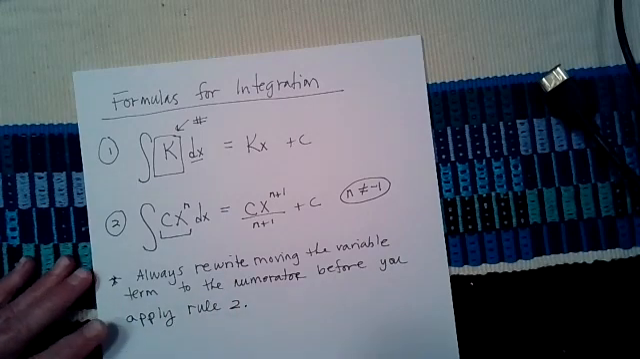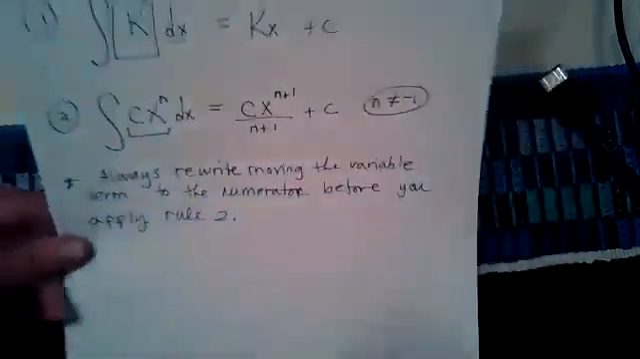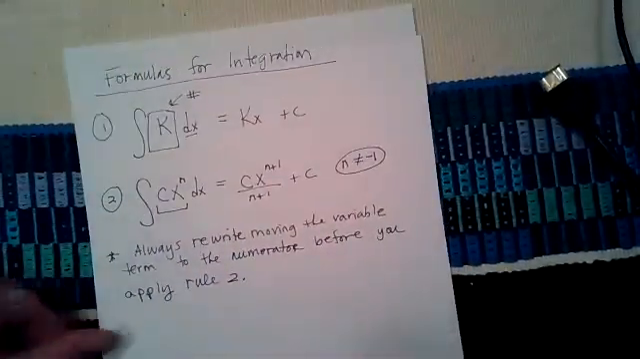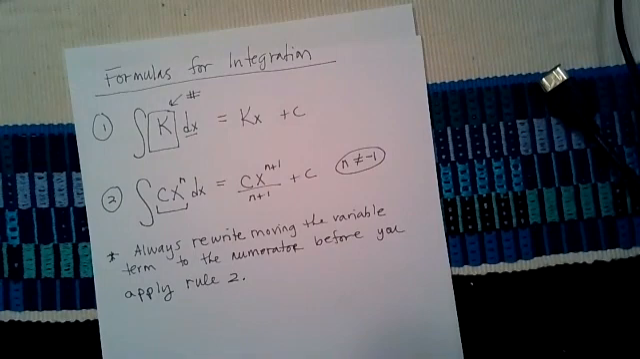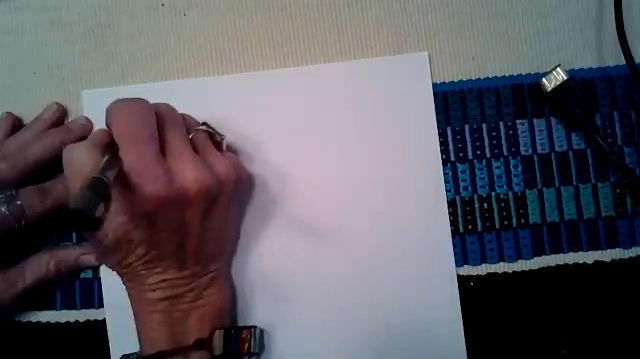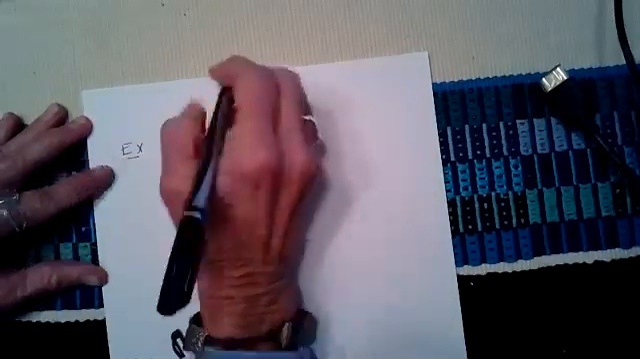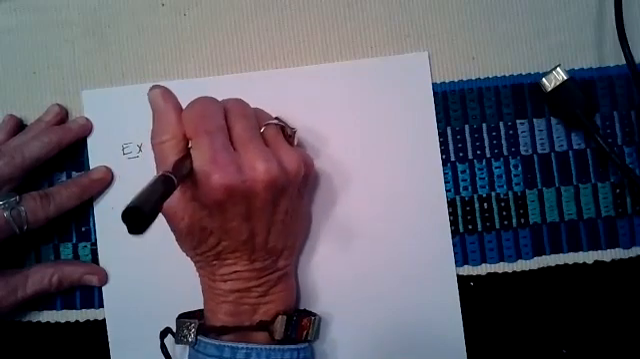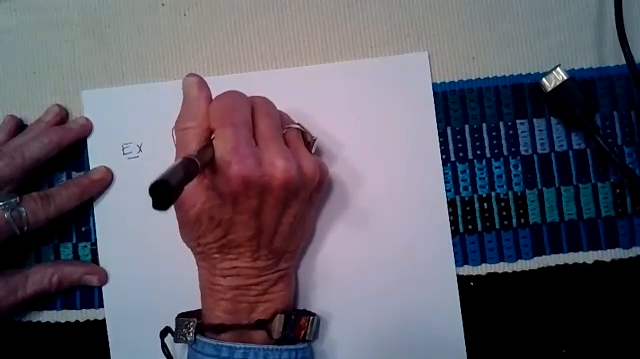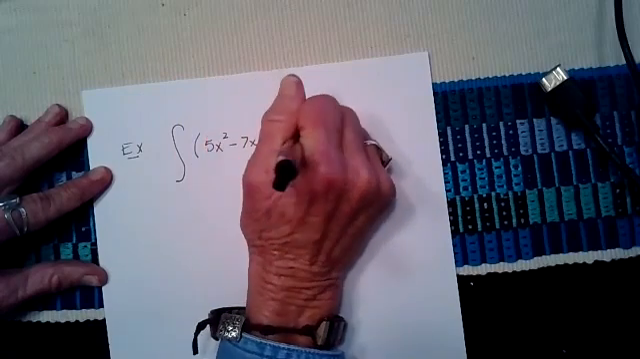Okay, before you apply rule 2, let's go look at a couple of examples. And we'll combine: if something was true for a derivative, it's true for an antiderivative. So when we had a polynomial for derivatives, we just take the derivative of each term. So if I had the indefinite integral of 5x squared minus 7x plus 2.